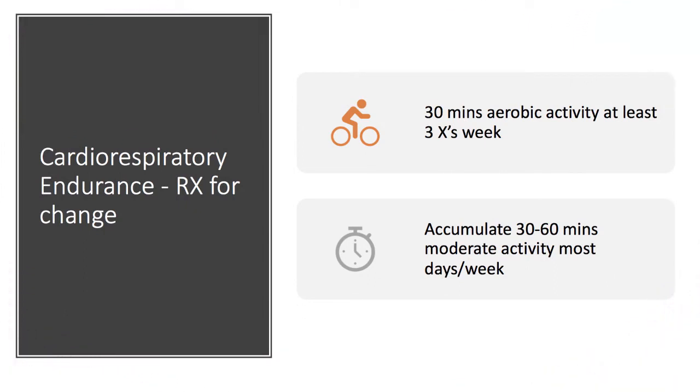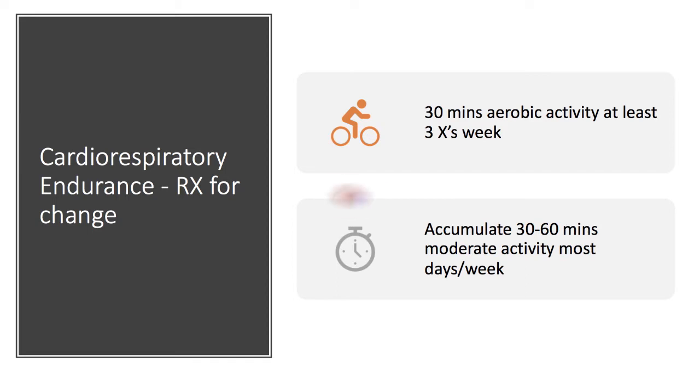So it sounds like a lot more, but there's a difference. 30 minutes of aerobic activity means continuous. So that means you're going to go out and you're going to jog, run, bicycle, swim, play basketball, play soccer if you're not having too many pauses, for a continuous 30 minutes. The new guidelines are accumulate 30 to 60 minutes of moderate activity most days a week. So lower intensity activity, walking, kind of an easier hike, just moving your body can count.